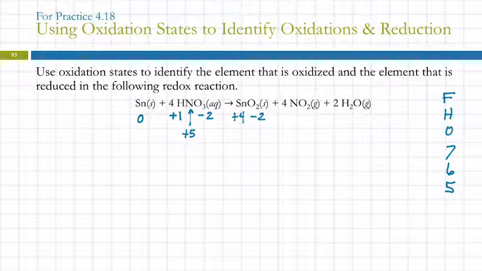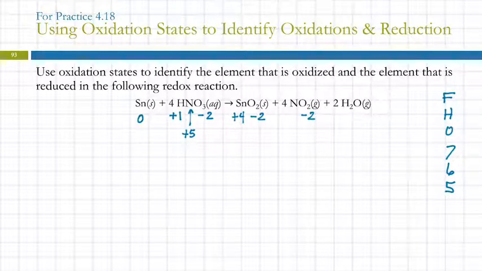And we learned how to do that when we learned how to name this. This would be tin 4 oxide. Here we've got NO2. Again, we have to use Fe765. No fluorine, no hydrogen, but there's oxygen. Oxygen gets to pick. Oxygen always picks -2.